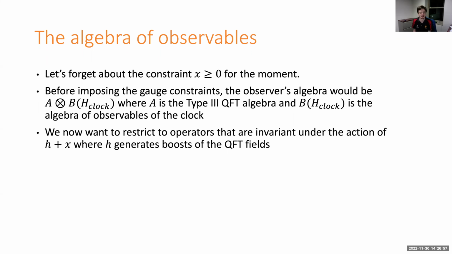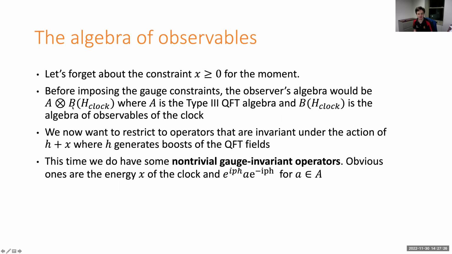Now we want to restrict to gauge invariant operators, the operators that are invariant under boost. The boost generator is now the sum of two things. Firstly, we have the boost operator acting on the quantum fields. And secondly, we have the Hamiltonian of the clock, the time translation generator of the clock, which is just X. So we want to restrict to the subalgebra that commutes with H acting on the quantum field theory fields, plus X acting on the clock. It turns out that this time, unlike before, we actually do have non-trivial gauge invariant operators. That's great. That's what, physically, we thought should happen when we added in the clock.